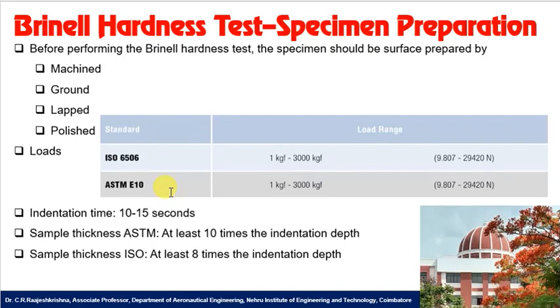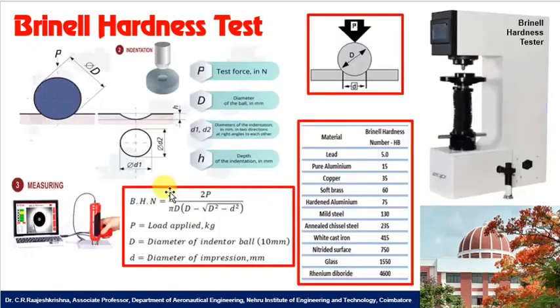The sample thickness in ASTM is 10 times the indentation depth. Suppose the indentation depth is 10 mm. The sample thickness we want to use as per ASTM is 10 times the indentation depth. Similarly, based on ISO it is 8 times the indentation depth.